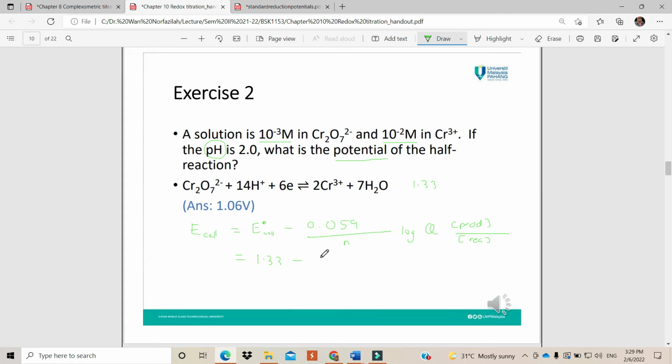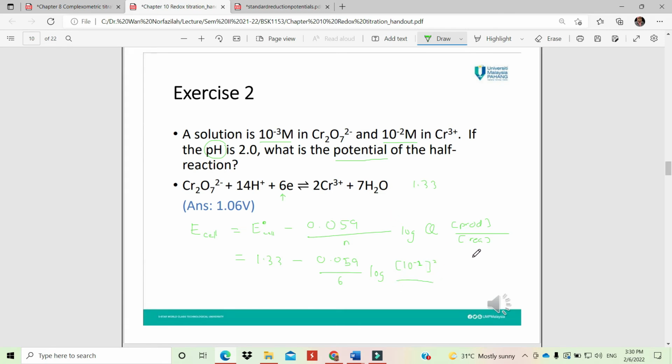Minus 0.059, divide by number of mole of electron. So number of mole of electron here is 6. So divide by 6. Log concentration of product. So product here is Cr3 plus. We consider only ion. So Cr3 plus is 10 to the power of negative 2. Ini from the question given. But look at the number of mole in front. So that one will be to the power of 2.